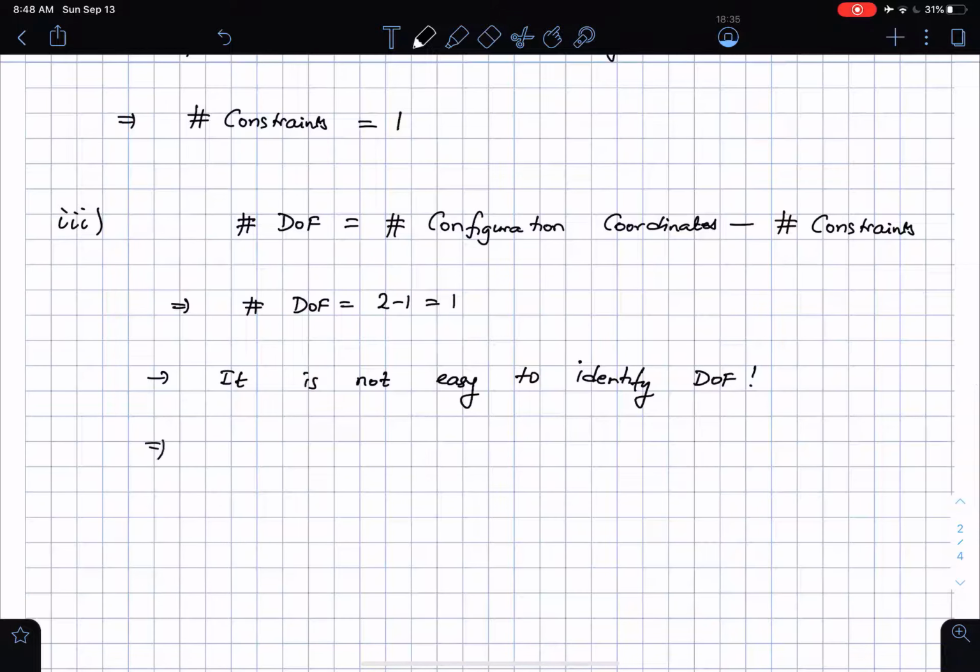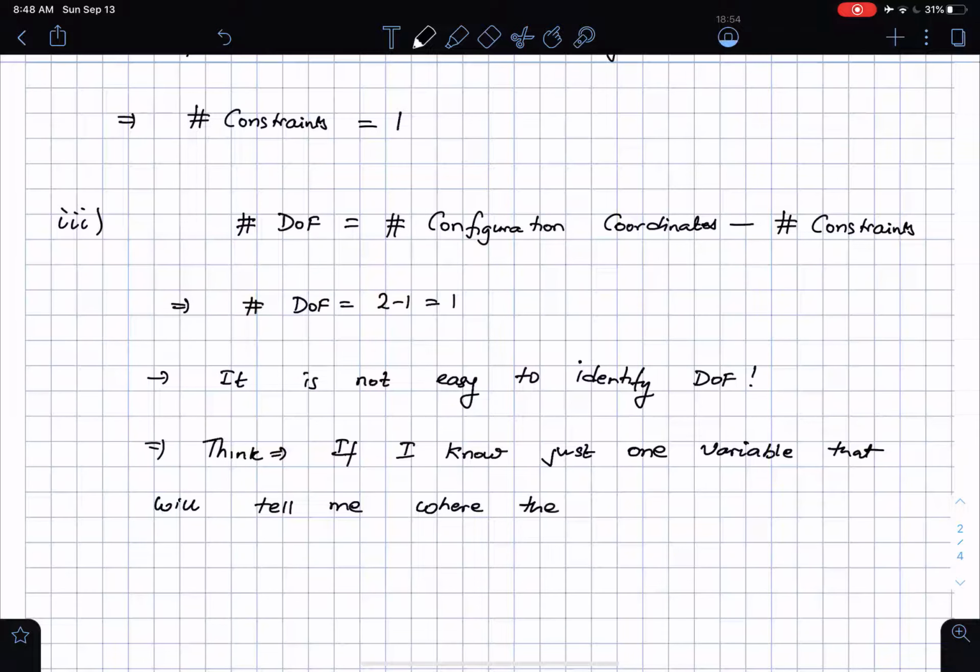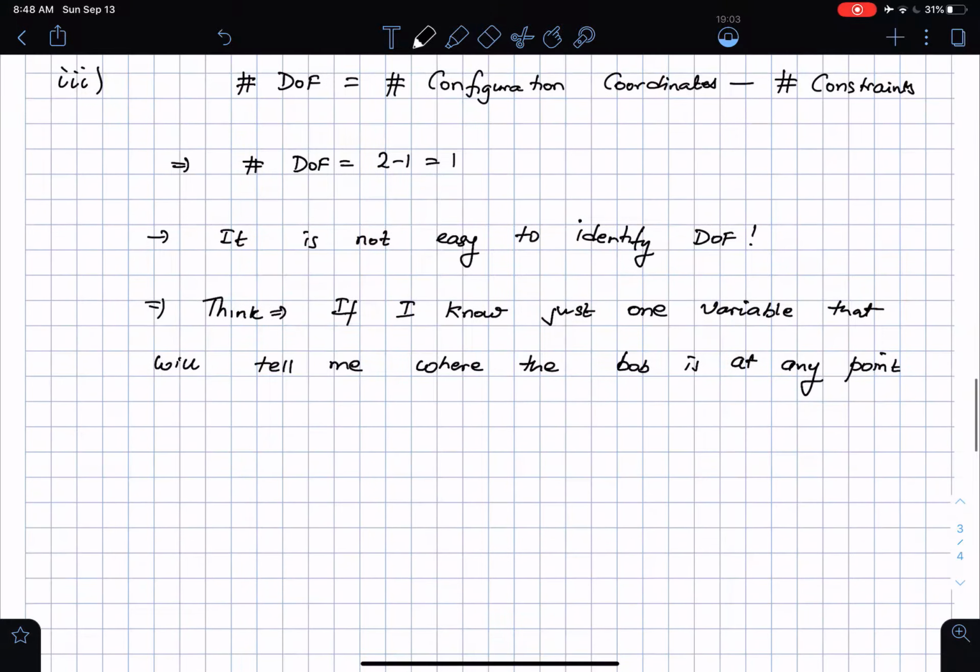So which means we have to think. If I know just one variable, that will tell me where the bob is at any point. And importantly, when I say just one variable, I mean just one independent variable.